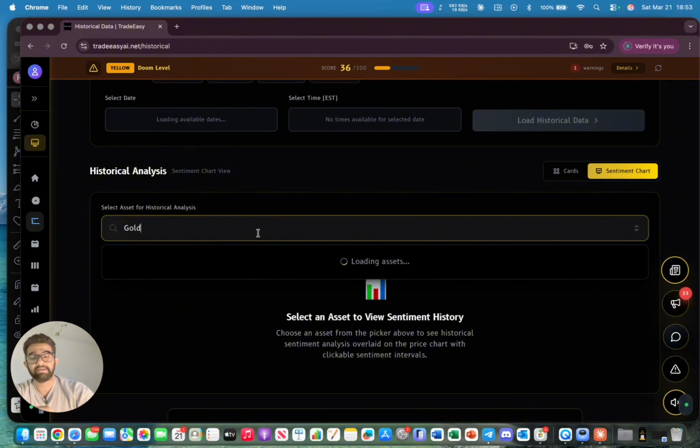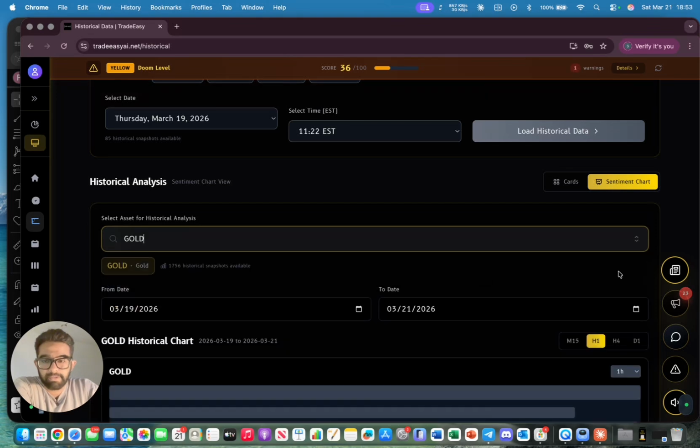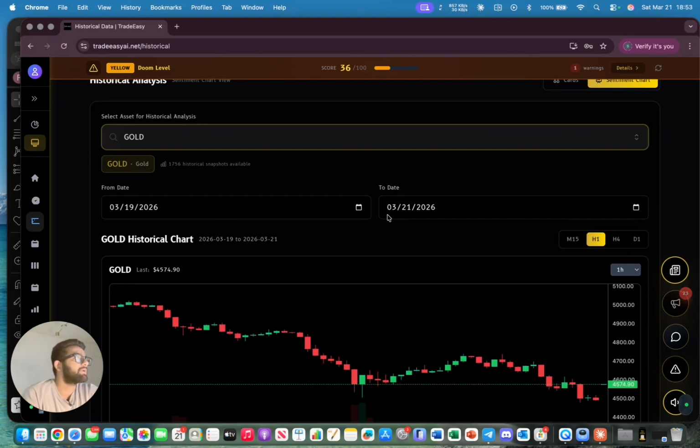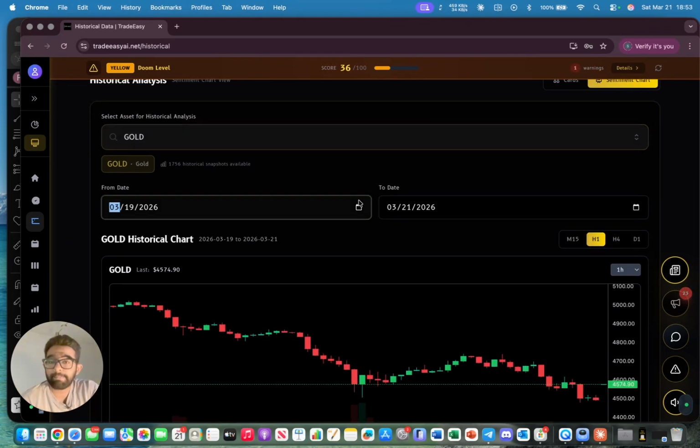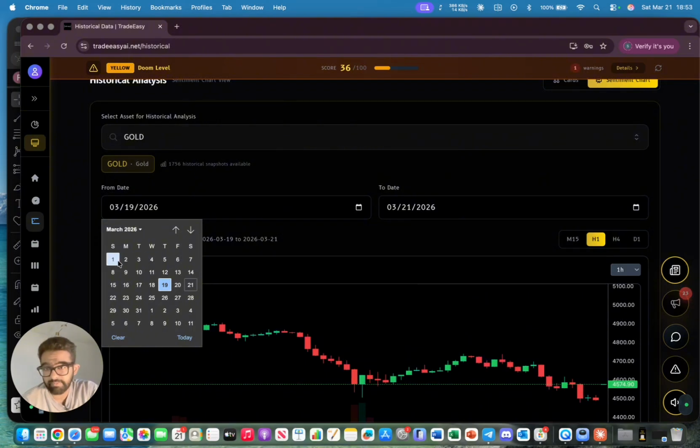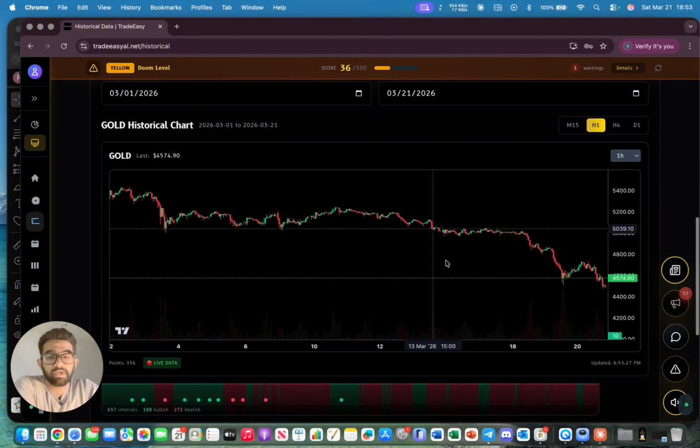And if we look at the historical data for gold over the past month, we will be able to see something: that it went from bullish to instantly being bearish, right? If we look at exactly what happened with gold from the beginning of the month up until now, you can see that it went from bullish to then consistently being bearish.